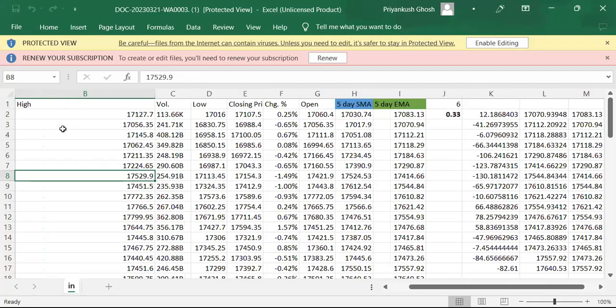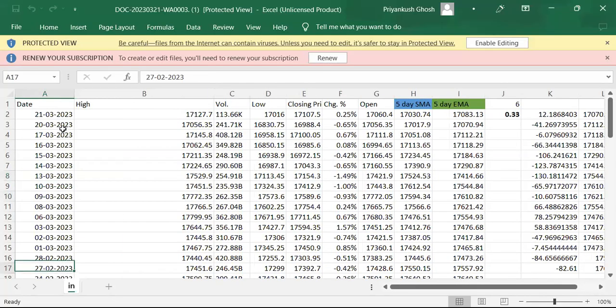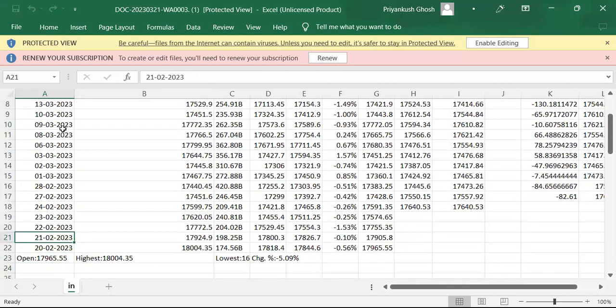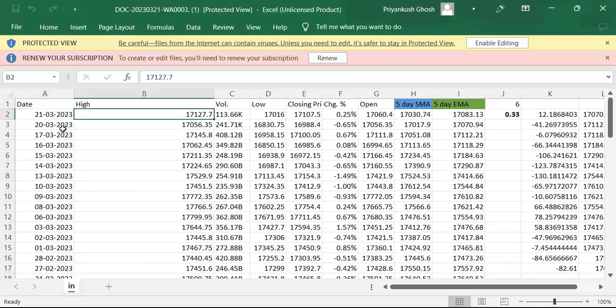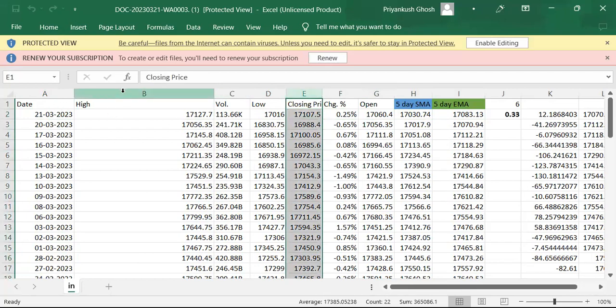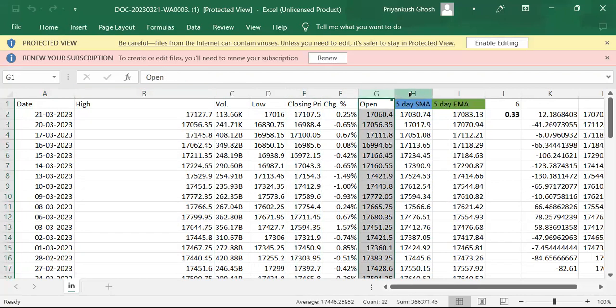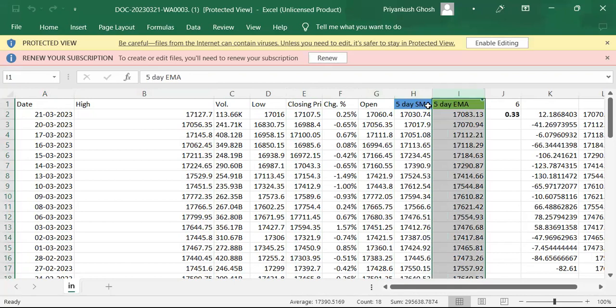Okay. So this is one Excel which I actually prepared. This is the data that I have taken of Nifty from 20th of February till the 21st of March, which is today. So this is the closing price of today, 17107.5. Right. So this is our closing price column, and this is your high, and this is your open, and this column H and column I, 5-day SMA and 5-day EMA. So we are calculating the 5-day moving average of the simple and exponential.